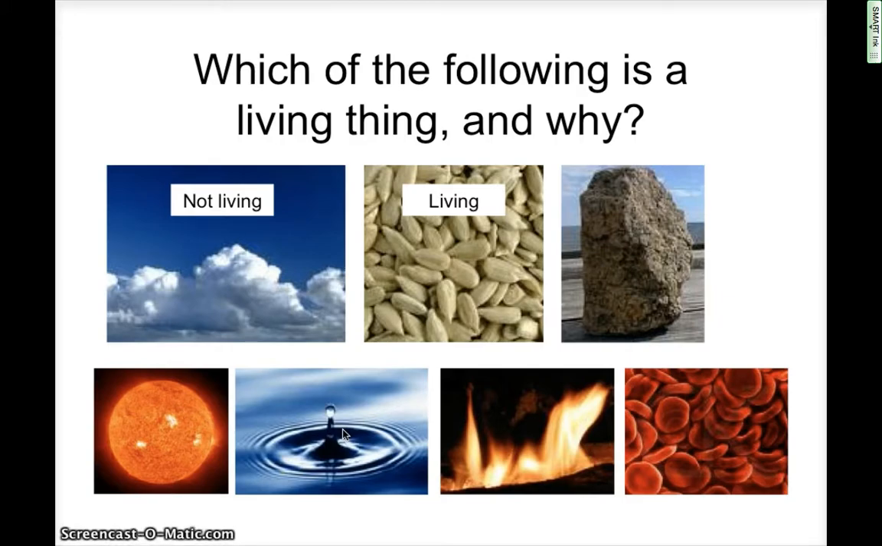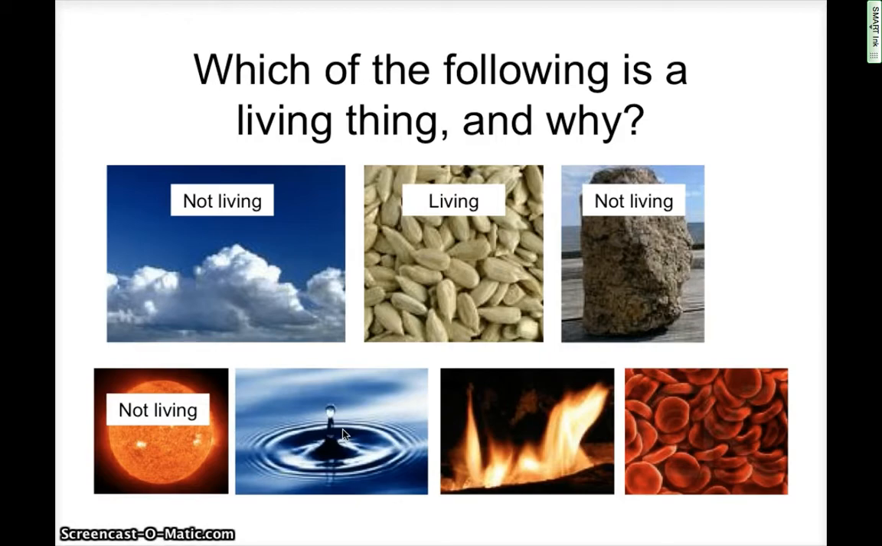How about the rock? Non-living. Good. And the sun? Even though the sun heats up and it does have energy, it's not living. Remember, a sun can't reproduce, it's not made of cells, and it doesn't have to maintain a homeostasis.